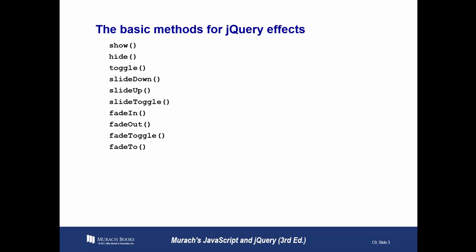Now, the basic methods to create jQuery effects are shown here. All right, show will display something, typically from the upper left to the lower right. Hide will hide it, typically from the lower right to the upper left. Toggle will either display or hide, so if it's showing, it'll make it invisible. If it's invisible, it'll show it. Slide down will display elements with a sliding motion. Slide up will hide elements with a sliding motion. Slide toggle will go back and forth between slide up and slide down.